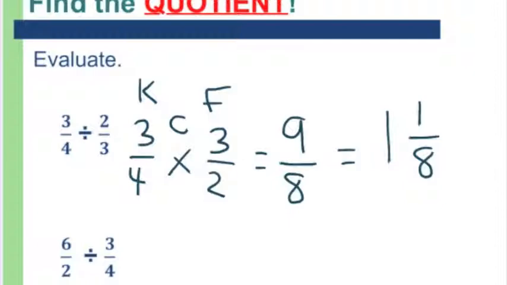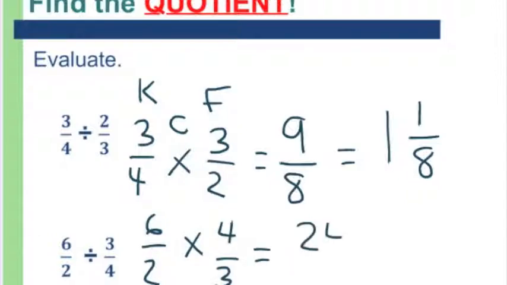Let's look at the next one. 6/2 divided by 3/4. We know we keep our 6/2 the same, change our operation to multiplication, and then change the last one to the reciprocal, which is 4/3. We multiply 6 times 4, which is 24, and 2 times 3, which is 6. Now this one's a little different because when you divide 24 by 6, you actually get 4, which is a whole number. But that's okay because that's our quotient.